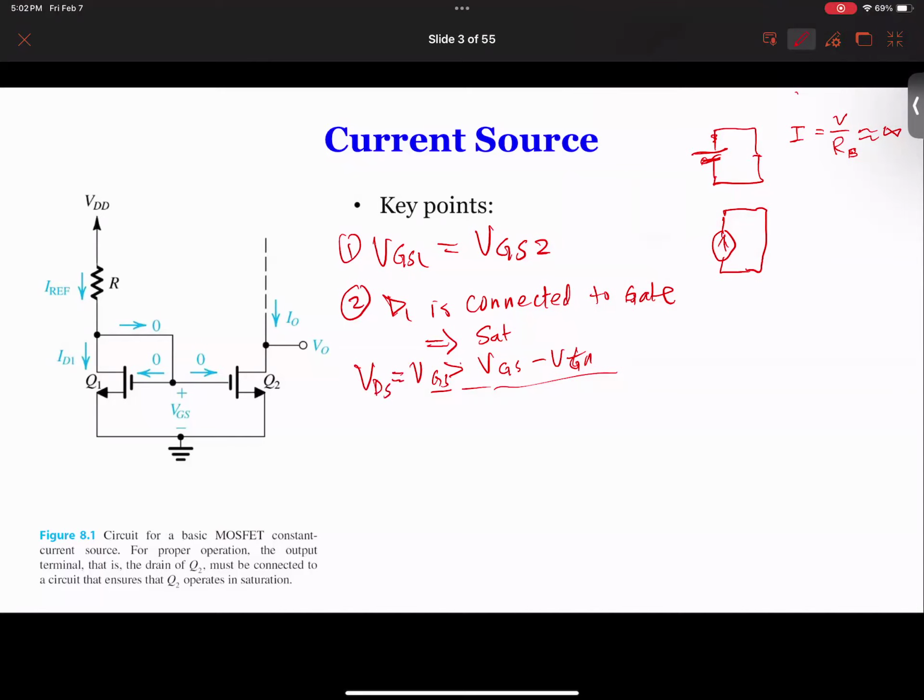Because D and gate are connected, VDS is always the same as VGS, and always larger than VGS minus VTN, so it's in saturation. And the third point is that once you are in saturation, we can easily calculate the current ID1. Do you remember the equation for ID?